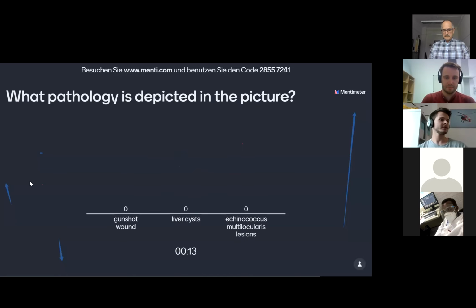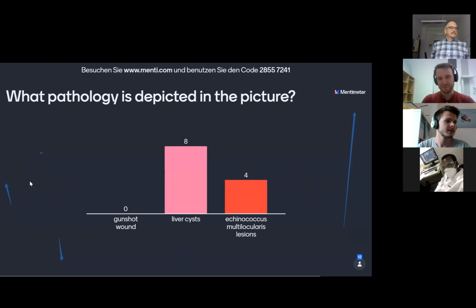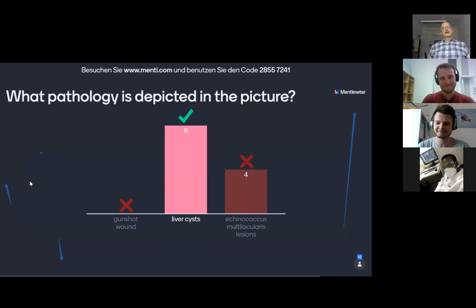So you have also 3 options. Is it maybe a gunshot wound? Is it liver cysts? Or is it maybe an Echinococcus multilocularis lesion? Time's up. Okay, 8 are for the liver cyst and 4 for the lesions, and no one is for the gunshot wound.